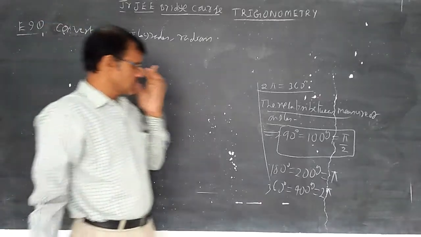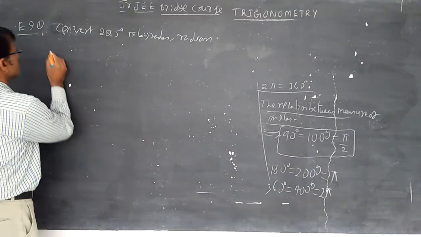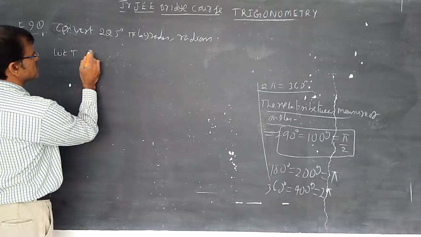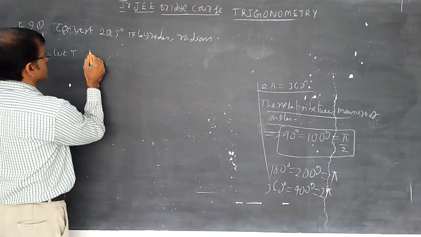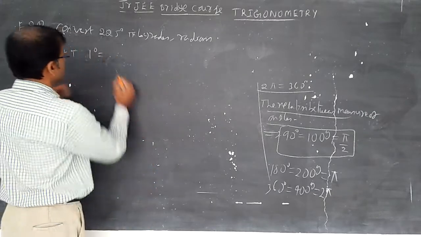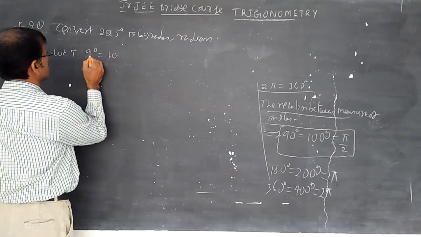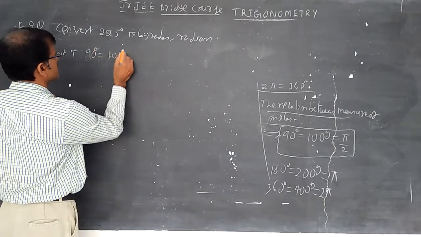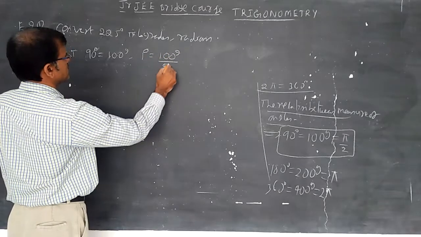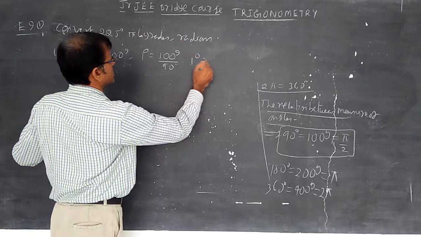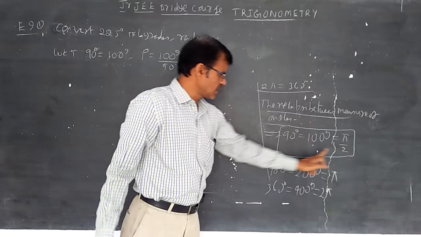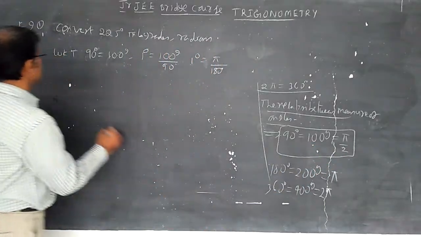We know that 90 degrees is equal to 100 grades. So 1 degree is equal to 100 grades by 90. And 1 degree is equal to pi by 180 radians, students. Like this, it is called the unitary method. 1 degree is equal to pi by 180.